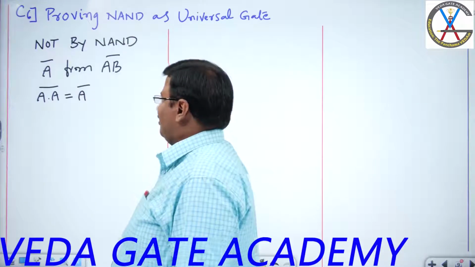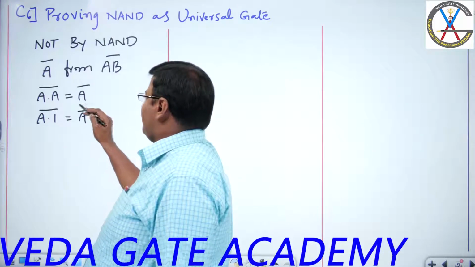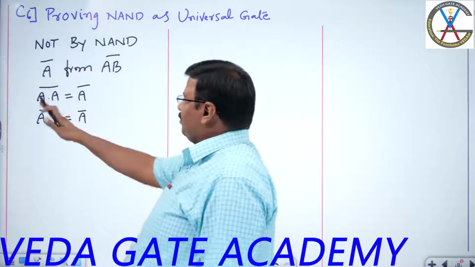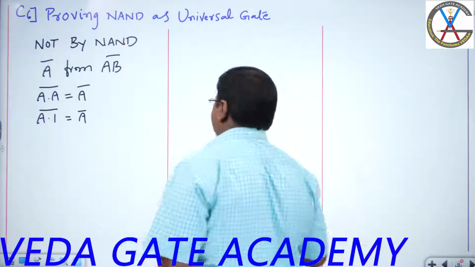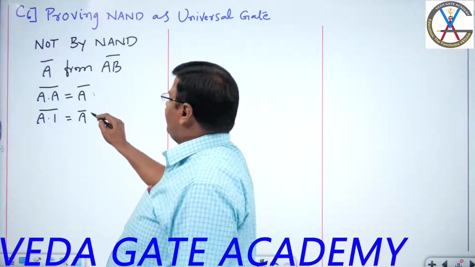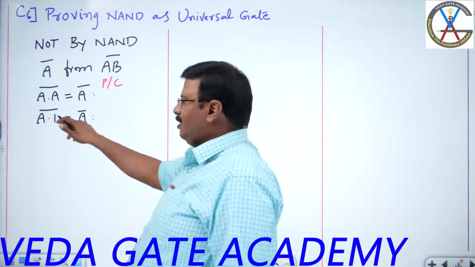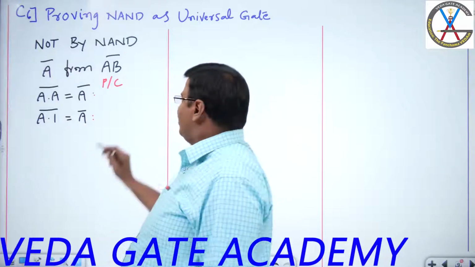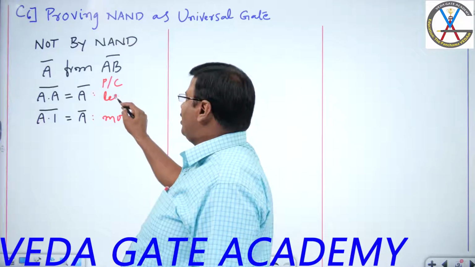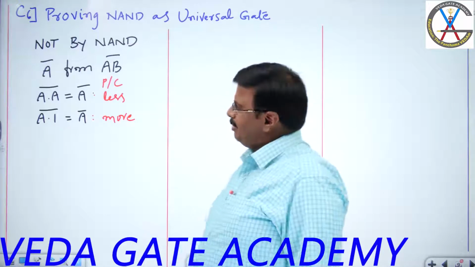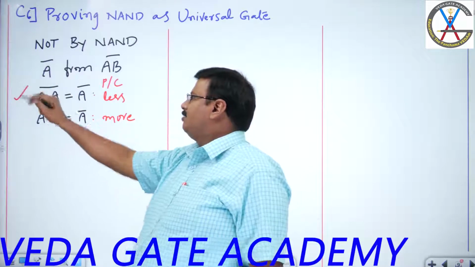Yes, exactly. Can I even say A into 1 bar is also equal to A bar? Exactly. So both ways you can develop NOT using NAND. But can you guess which is the better choice? Yes. If I take power consumption into the picture, using A into 1 bar, where 1 means VCC always being supplied, will have more power consumption. Using both inputs will comparatively have less power consumption. So let me prefer A into A bar. This is my first preference.